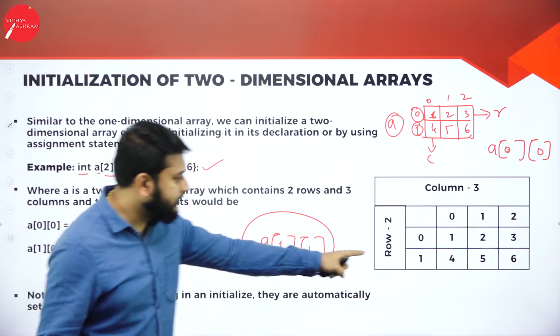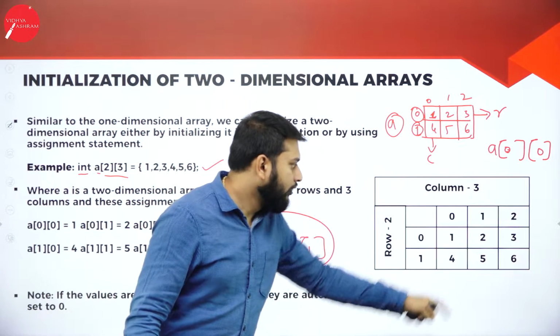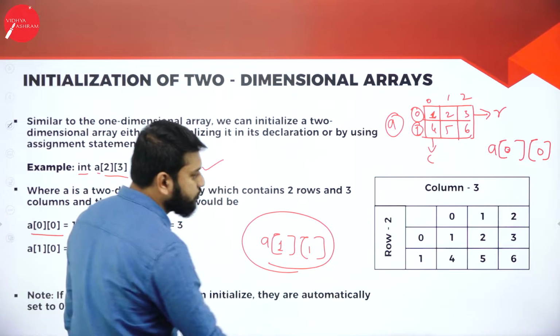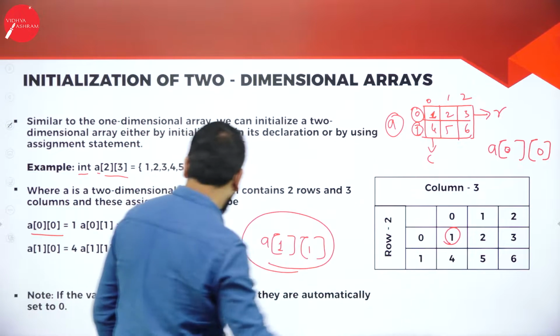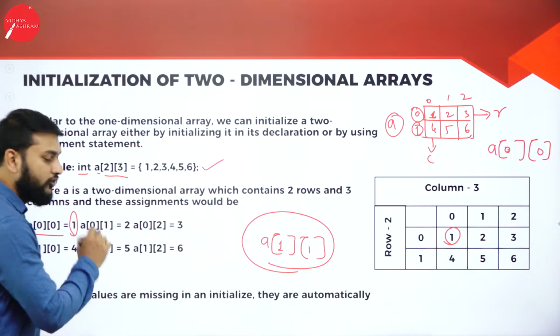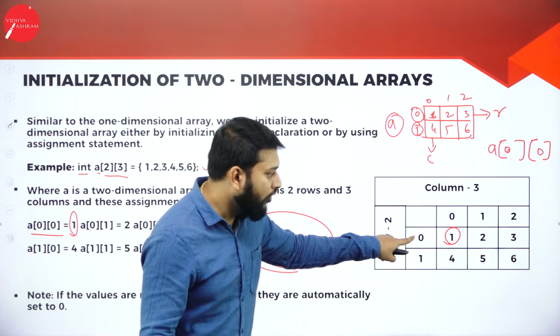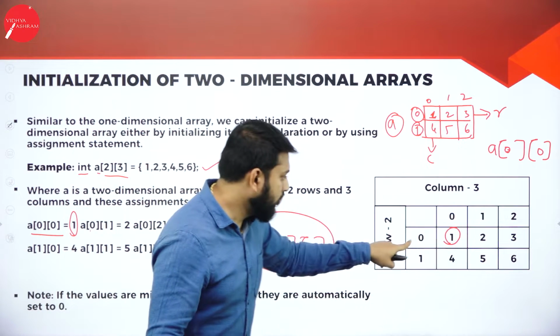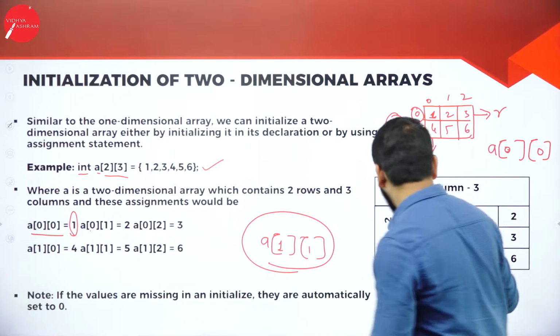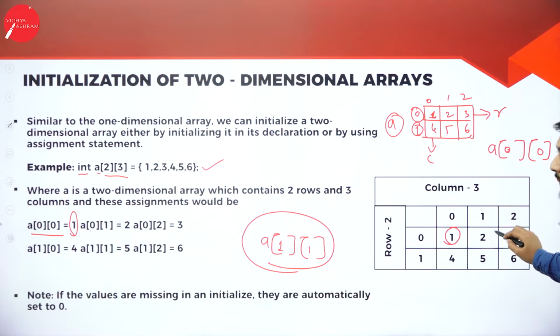So look here, sir, a of 0 0. In a of 0 0, what have I stored? I have stored 1. Correct? 1 is there, right? So a of 0 1. What is 0? Row. What is 1? Column. So what is there in a of 0 1?